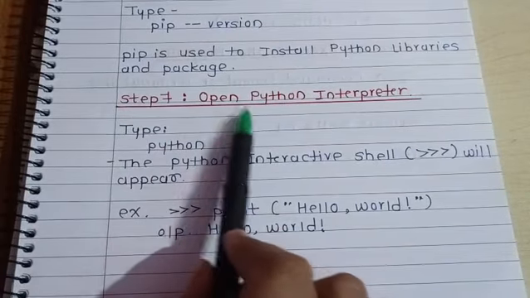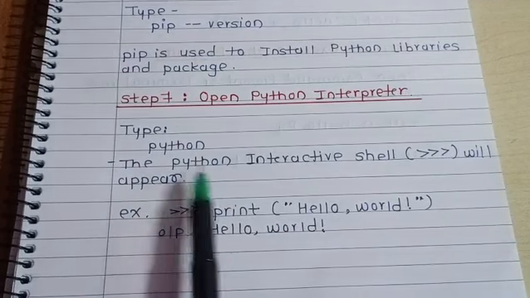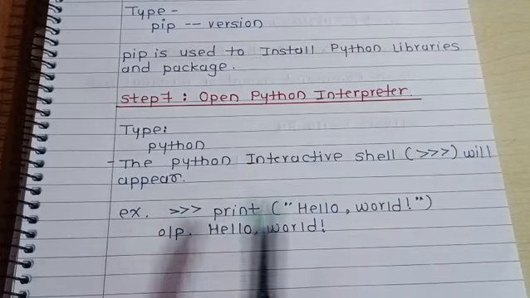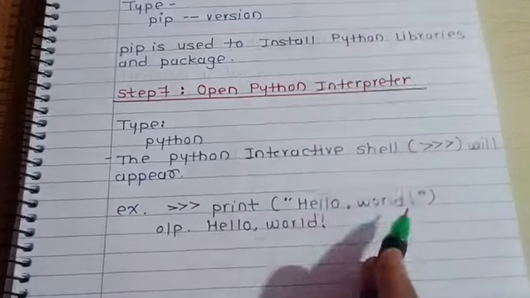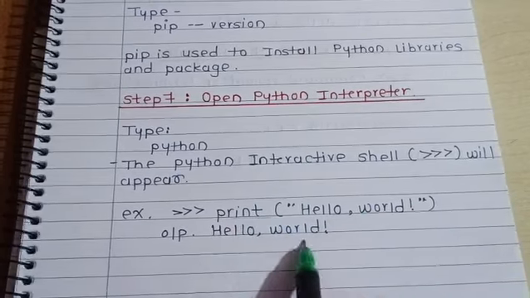Step number 7, open the Python interpreter. Type python. The Python interactive shell will appear. Type a print statement at the prompt, and the output will be this.